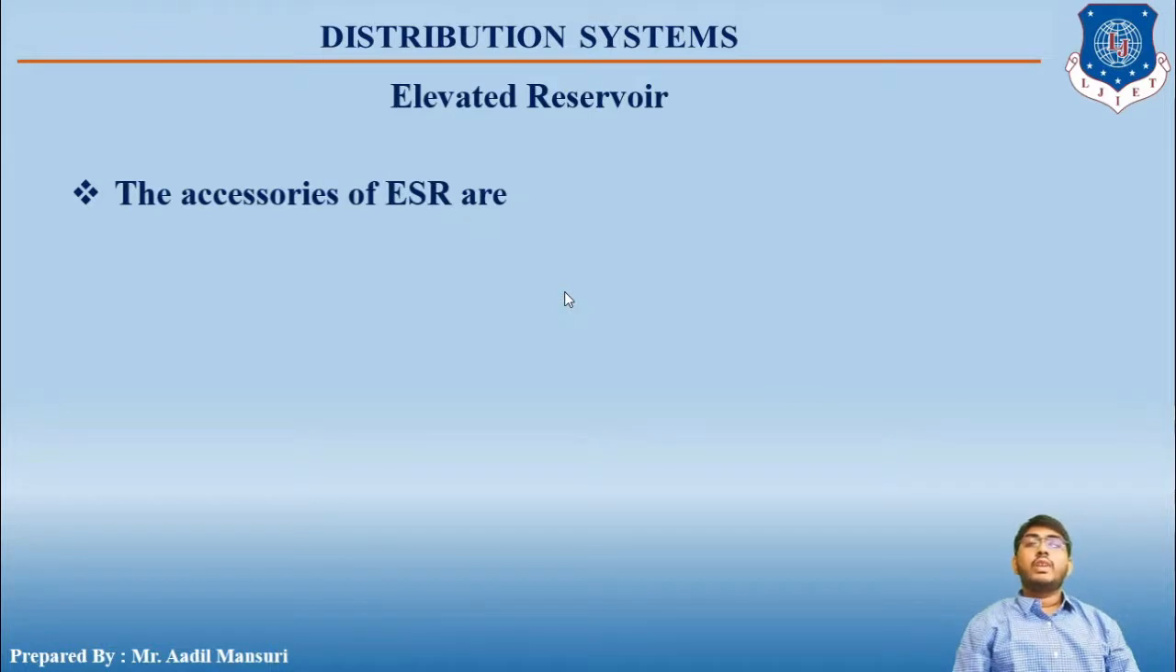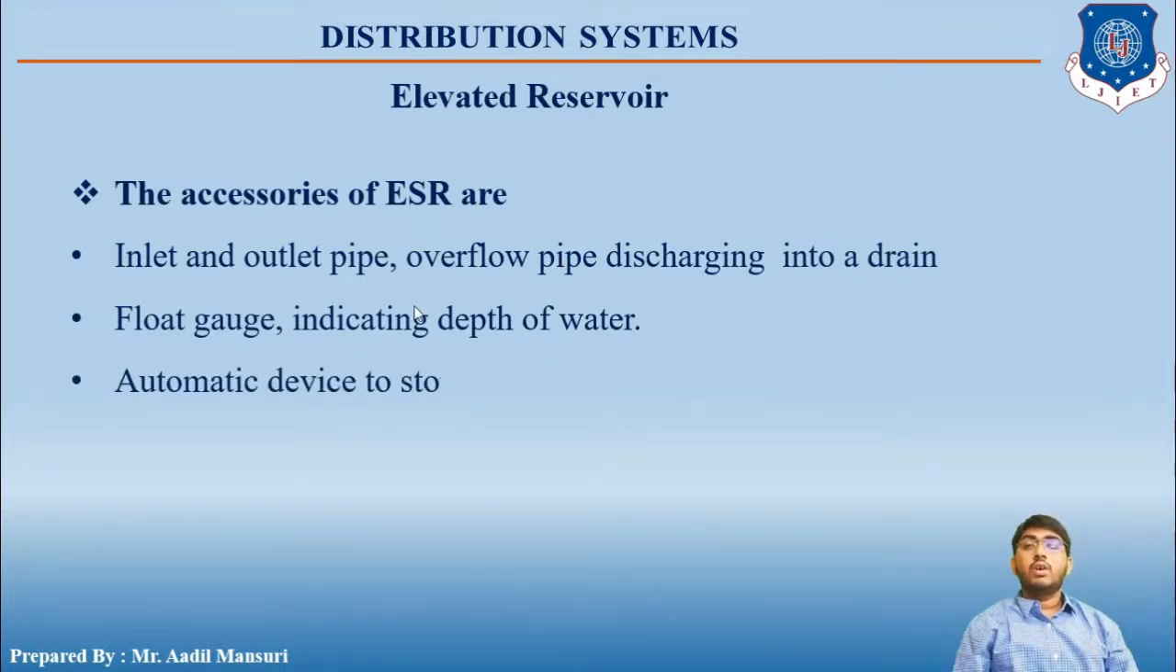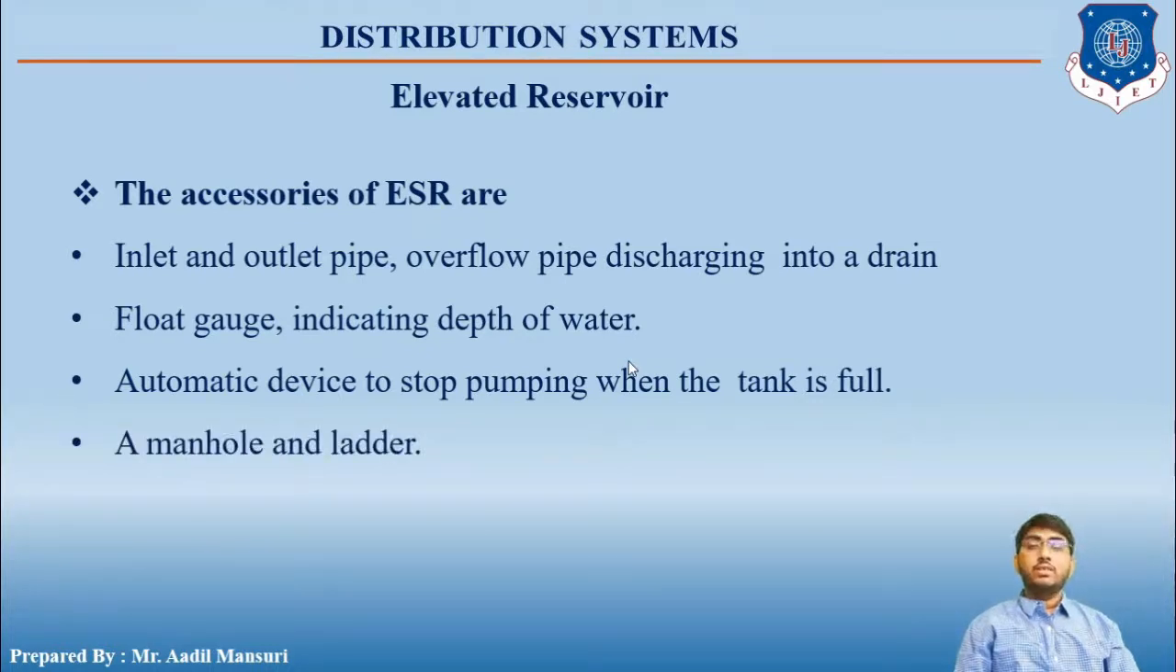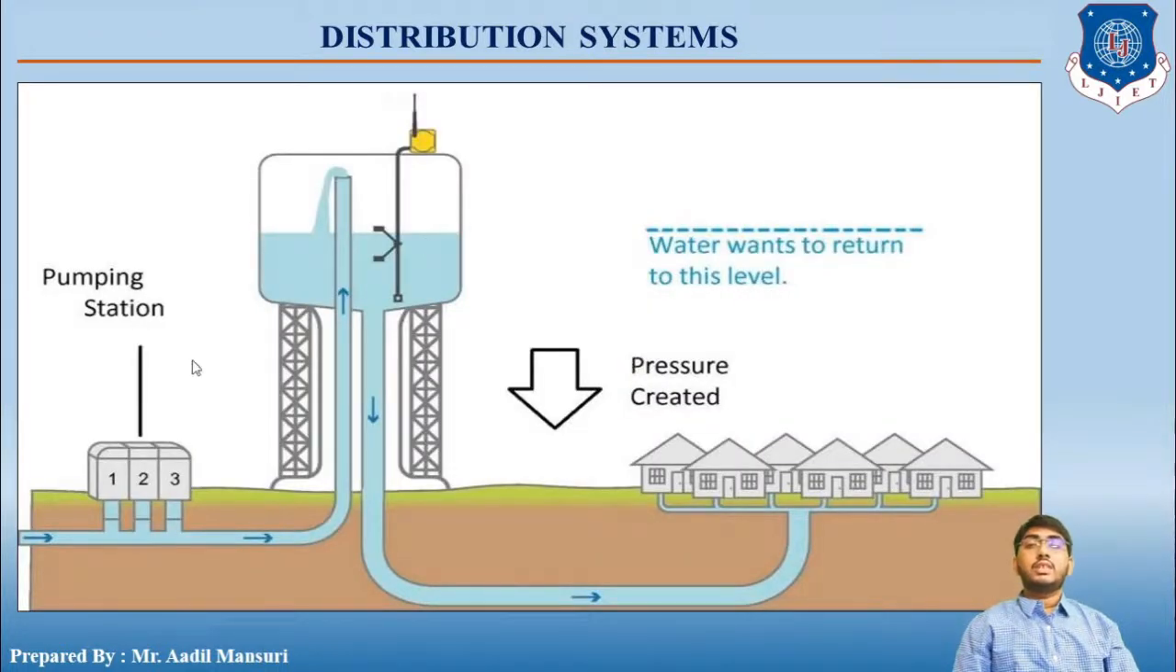So let us now have a look at the accessories of ESR. First one, it will have inlet and outlet pipe, overflow pipe discharging into a drain, float gauge indicating depth of water, automatic device to stop pumping when the tank is full, a manhole and a ladder, and ventilator for circulation of fresh air. Okay, so these are some accessories of ESR or the parts of the ESR. Okay, so you can have a look at this ESR. So this is the automatic system. When it will be full, it will cut off automatically.